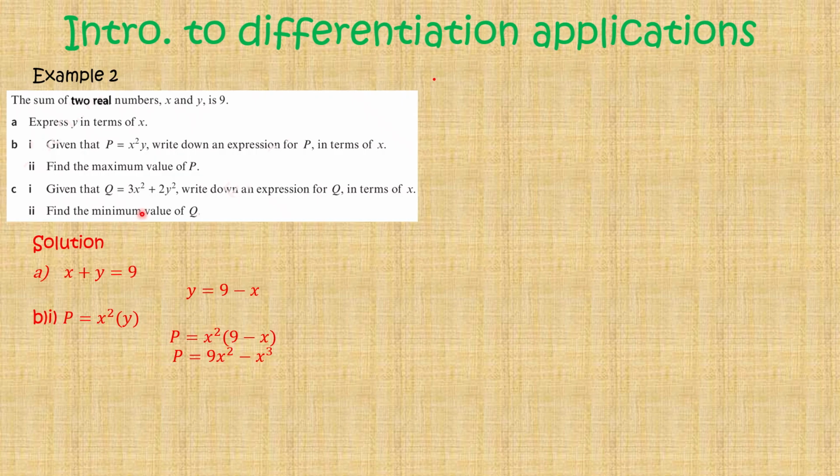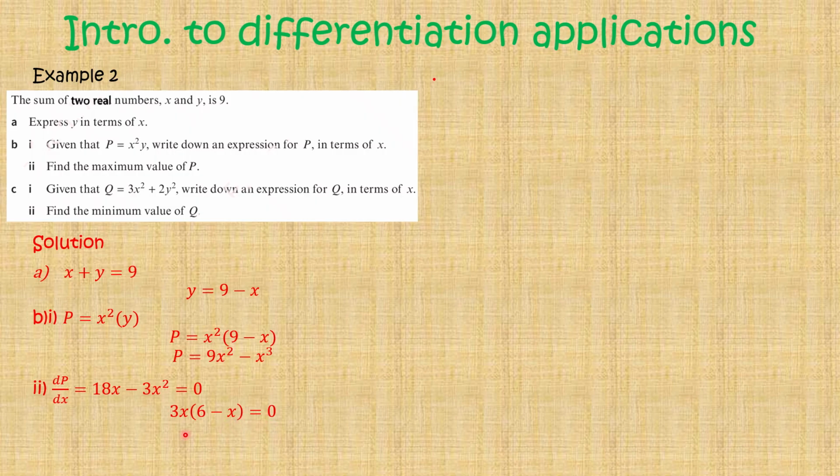Now, item 2 of B says find the maximum value of p. So to find the maximum value of p, we need to find the first derivative of p with respect to x. And that becomes 18x minus 3x squared. Then we equate that to 0 because we are trying to find all the stationary points that we would then determine if they are maximum or minimum.